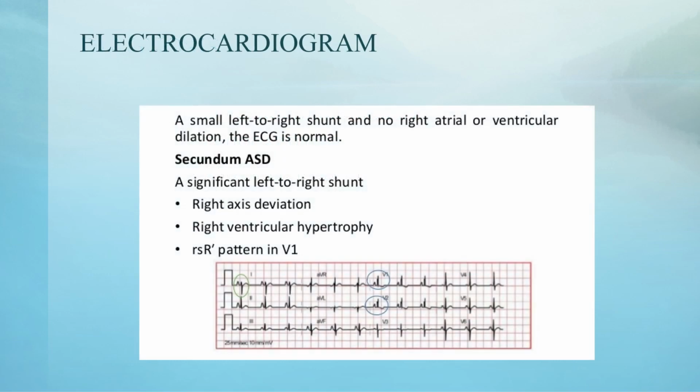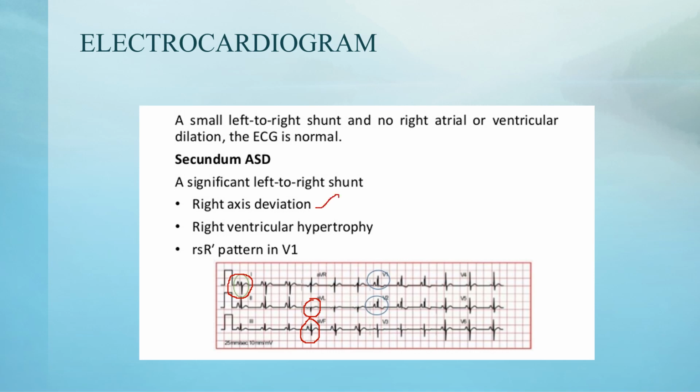The major ECG criteria of an atrial septal defect are right axis deviation, right ventricular hypertrophy and an RSR' pattern in V1. In right axis deviation, the changes will be in lead 1, lead AVF and also lead AVL. You will see a negative QRS complex in lead 1 and a positive QRS complex in lead AVF. So this indicates the patient has a right axis deviation.